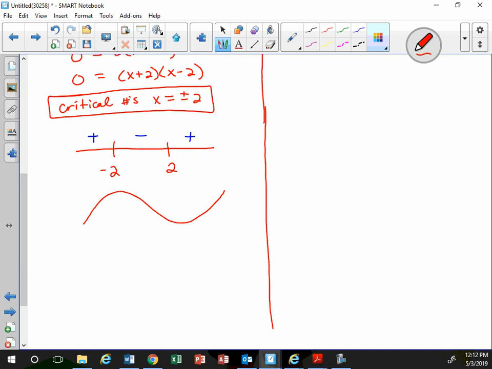Okay, so if I asked you where it's increasing and decreasing, that should be pretty easy to write out. What would you tell me for increasing? Good, and perfect. And where's it decreasing? Yep, -2 to 2. Okay, so that's another part of what I asked you.